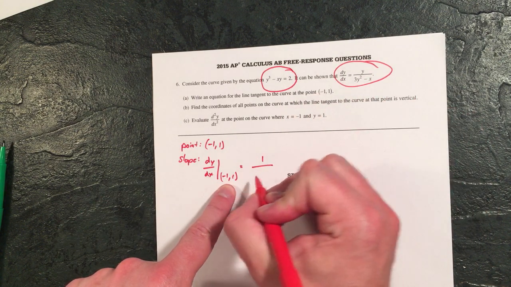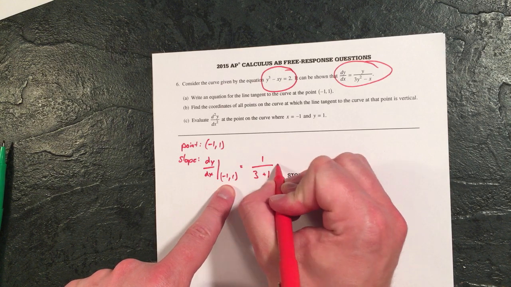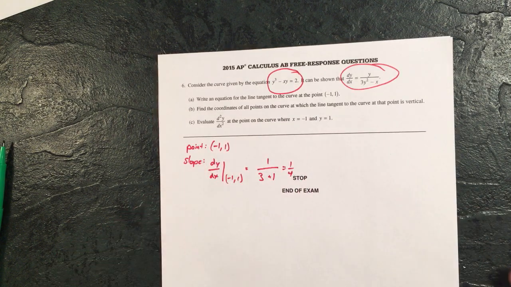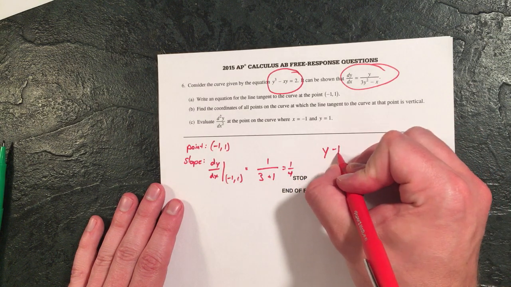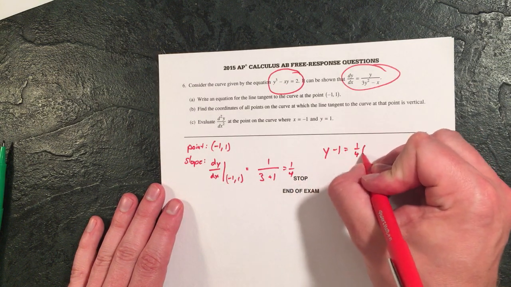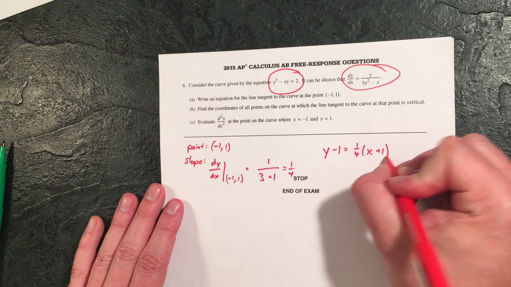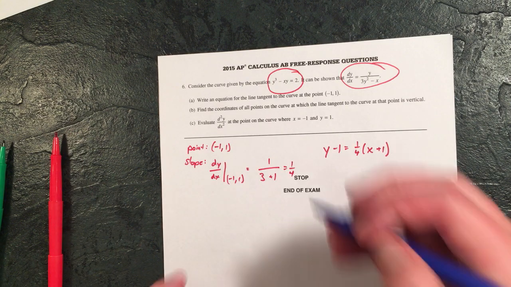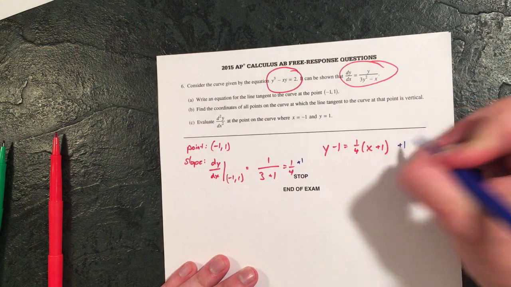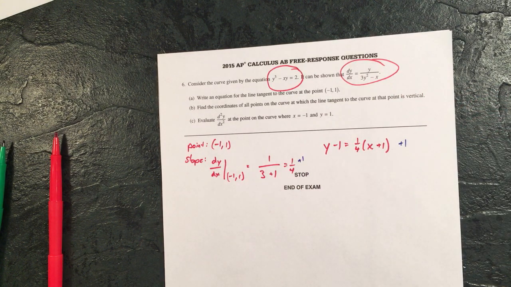So 1 is our y, 3 plus 1, 1/4. So now we just plug it into our equation here. So that would be y minus 1 equals 1/4 x plus 1, and that's a great answer. You could add that 1 over, and that would be fine as well. But 1 point for finding the slope here, 1 point for writing out the tangent line correctly.